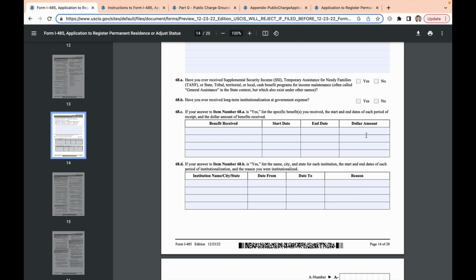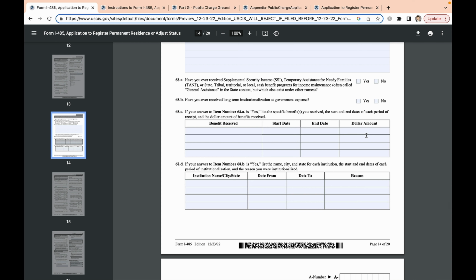Now, the applicant is presented with a binary choice here. If he or she has received any of these benefits, answer yes and then explain the circumstances in the space provided in Part 14 additional information, including the reasons why the applicant needed it. In addition, fill in the table in 68C by identifying the benefit, the start and end dates when the benefit was received, and the dollar amount of the benefit.